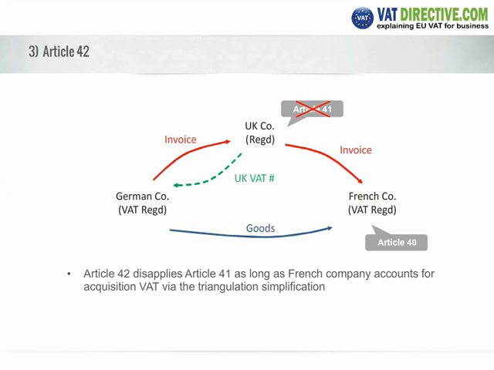So essentially, as long as someone pays the Article 40 VAT, then Article 41 won't apply, and the UK company won't have to account for acquisition VAT because they've issued a UK VAT number. What this does, therefore, is avoid the UK company having to register for VAT in France. The French company can account for the acquisition VAT, and the French company can then look to recover it.